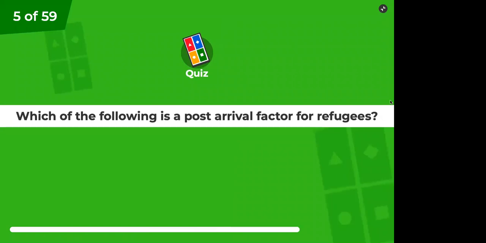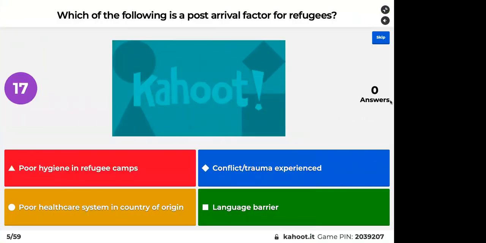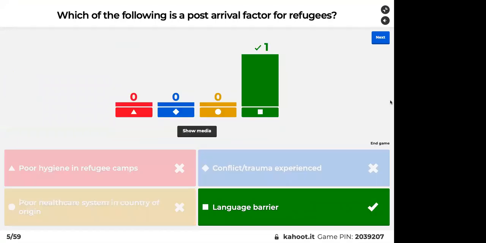So which of the following is a post-arrival factor? Yeah. So a post-arrival factor is just something that's going to affect refugees after they've entered Australia. So in this case, language barrier. All the other three options that I've listed are all pre-arrival factors, since they impact the refugees' health, all occurring before they arrived in Australia.